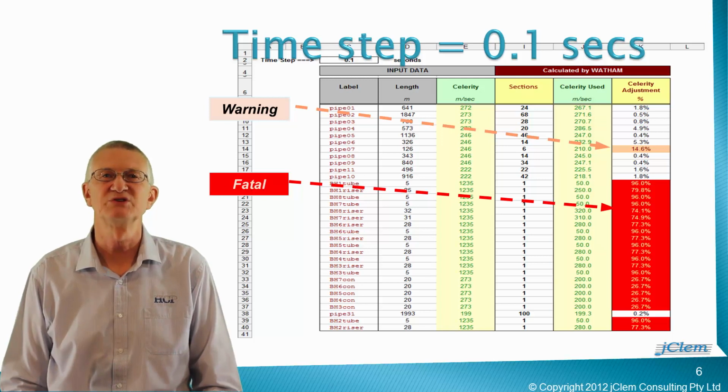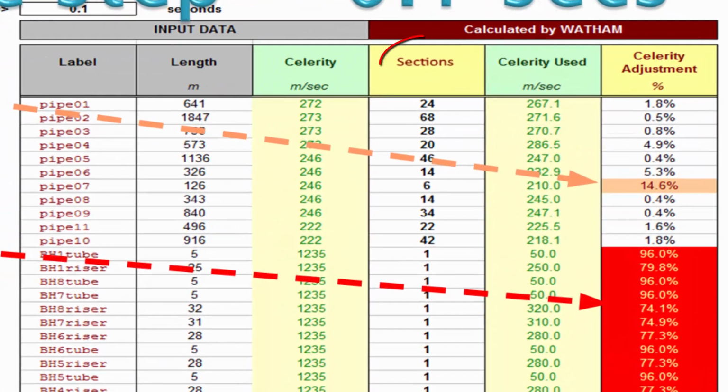This table shows how WATHAM responds to a user applying a 0.1 second calculation time step to all pipes in this bore field. Start by looking at the column labelled sections. It records the whole number of water sections. Note that WATHAM can easily calculate a whole number of sections for the longer pipes.